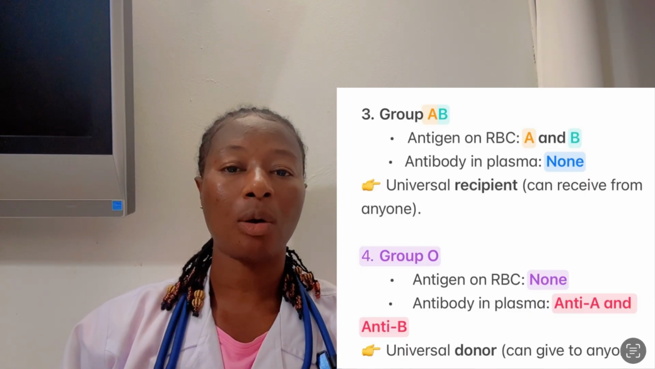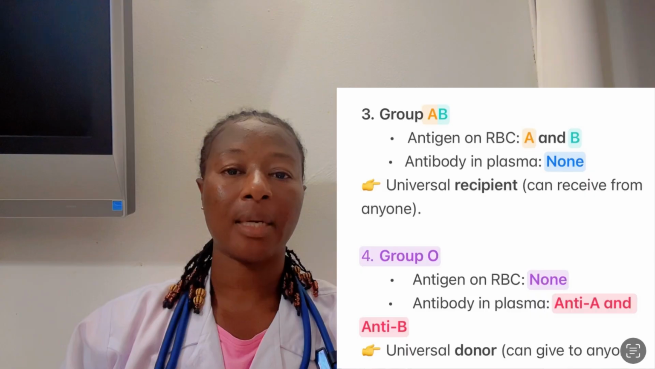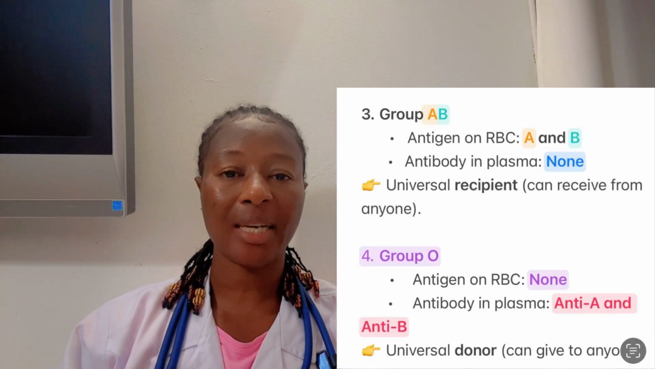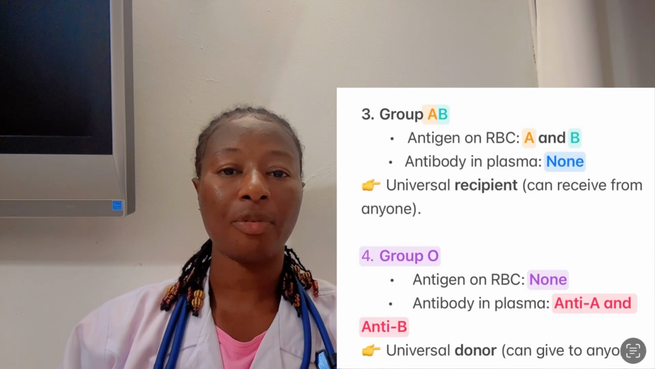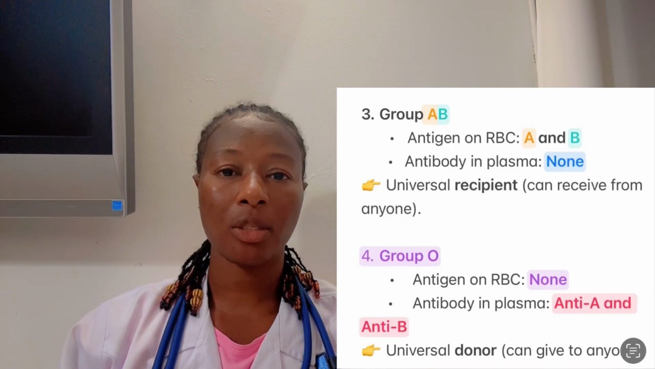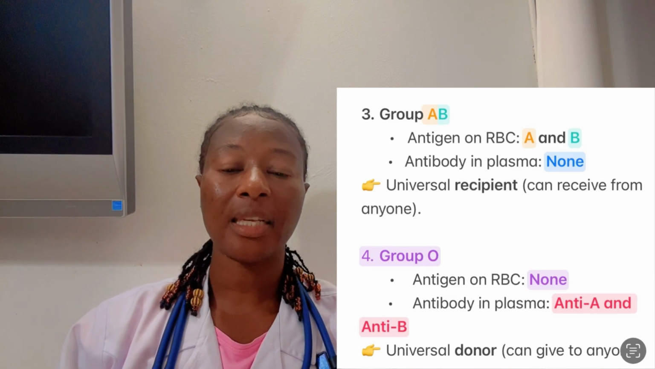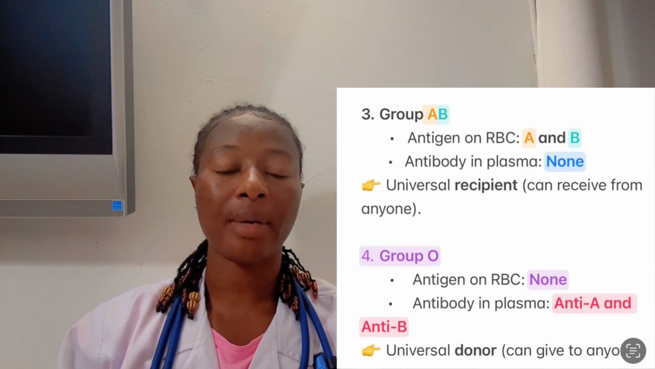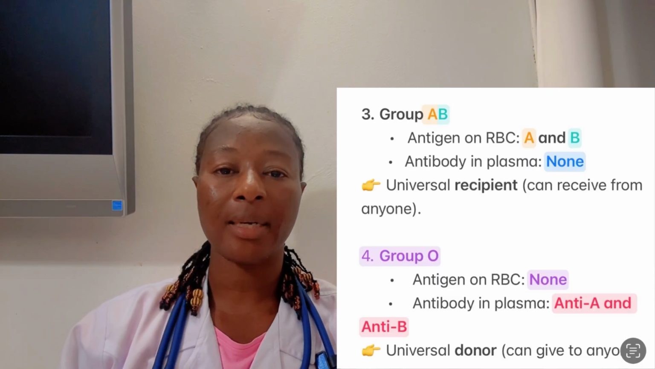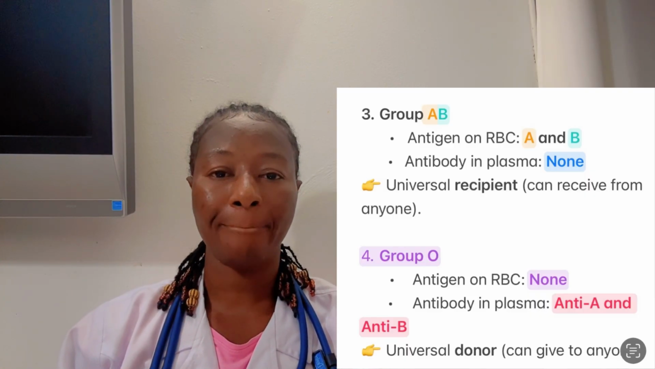The last type is blood group O. Blood group O lacks antigen A and antigen B on the red blood cell surface, but it has antibody A and antibody B in the plasma. And this also makes it a universal donor, meaning it can give blood to the other blood types, but it can only receive blood from another blood group O. This is because it has both antibody A and antibody B in the plasma. Both antibodies are present, so they will attack any antigen entering the system. And these are the 4 main ABO blood classifications.